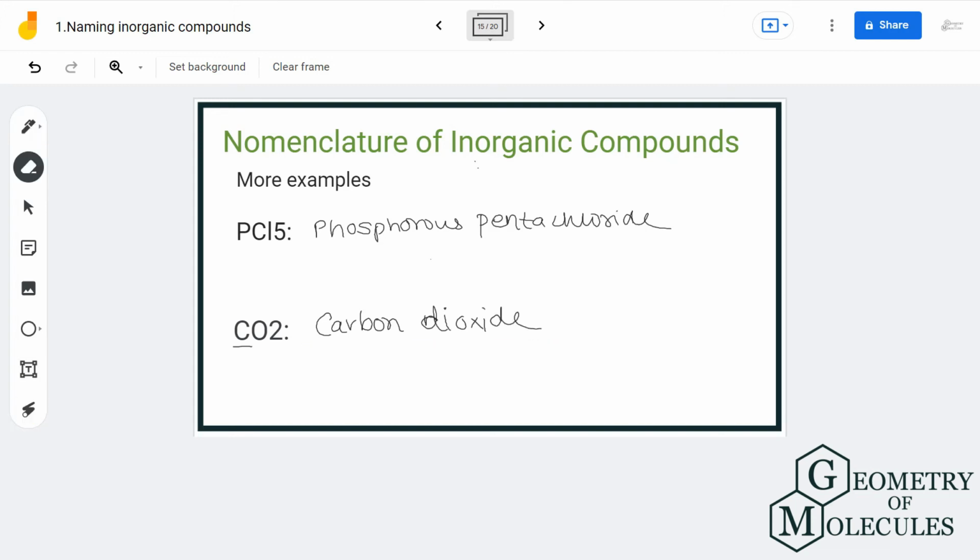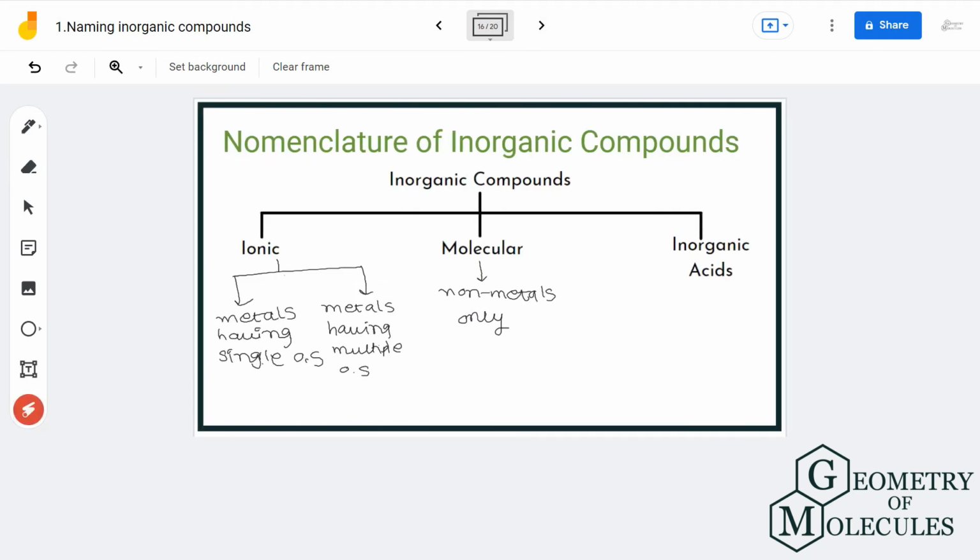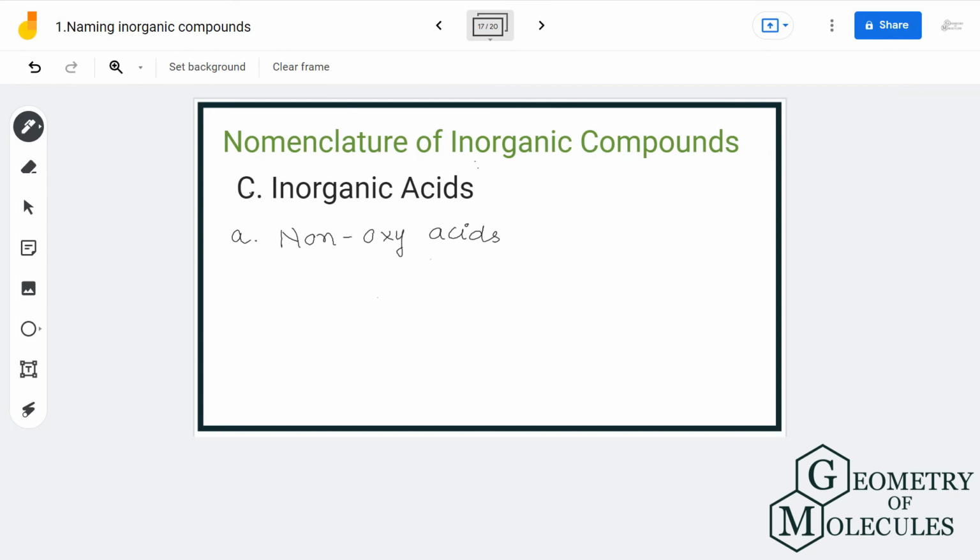Let us move on to the next class of inorganic compounds, that is inorganic acids. These acids are further divided into 2 parts. First is non-oxy acids and the second is oxy acids. Let us have a look at case 1, non-oxy acids, with an example of HCl. As you can see, HCl is devoid of oxygen, so we named this class of acid as non-oxy acids.